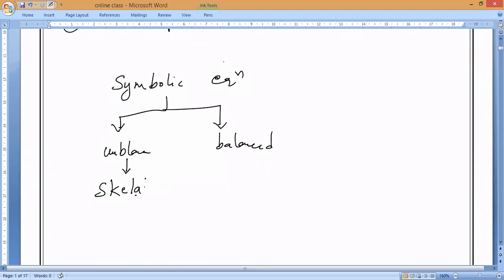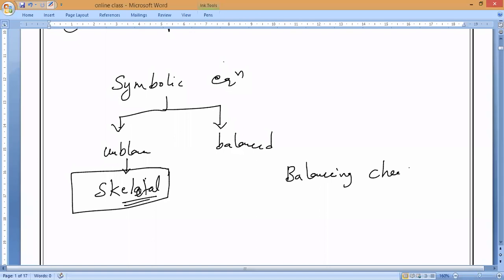If the number of atoms on the reactant side and the product side is not equal, that is called a skeletal equation. I taught you the different methods to balance a chemical equation, because you are definitely going to get 1 or 2 questions on balancing chemical equations, and I taught you the steps very clearly. Any doubt in that?